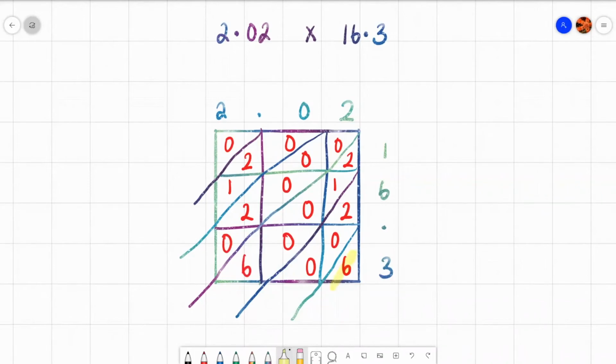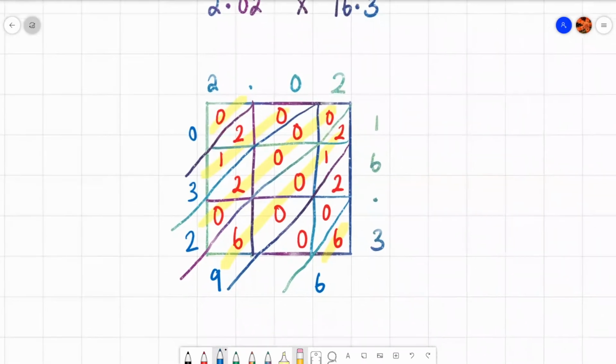Add the diagonals, just 6 here. The next diagonal is 2, add 1, add 0, add 0, add 6. So that's 9. The next diagonal here, 0, add 0, add 0, add 2, add 0 is just 2. The next diagonal is 0, add 2, add 1 is 3. The next diagonal here is just 0.